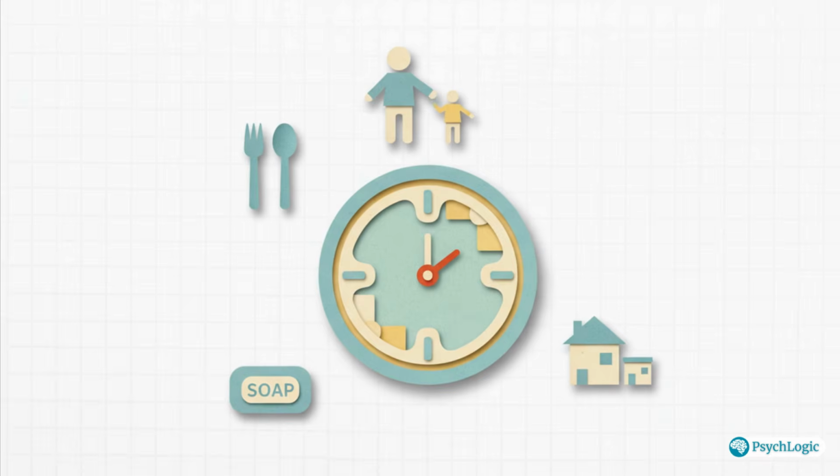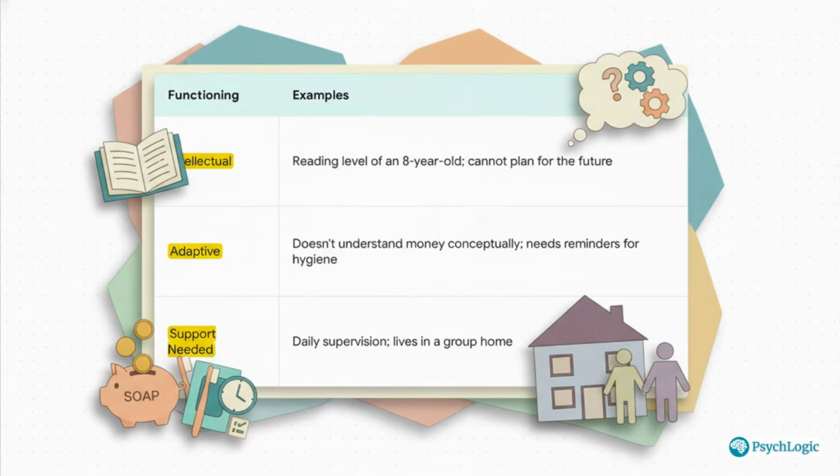At this level, that need for support really becomes a regular part of everyday life. Think about someone like James. He's 19 and lives in a group home. Academically, his skills are more at a grade school level, and he has a hard time with abstract ideas like money or making future plans. He needs daily reminders for things like personal hygiene and requires supervision for most of his activities. You can see the support here is consistent. It's a built-in part of his daily structure.